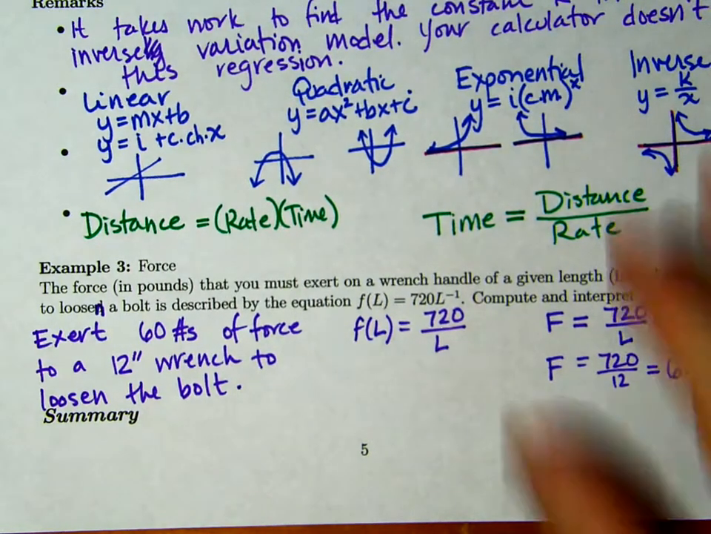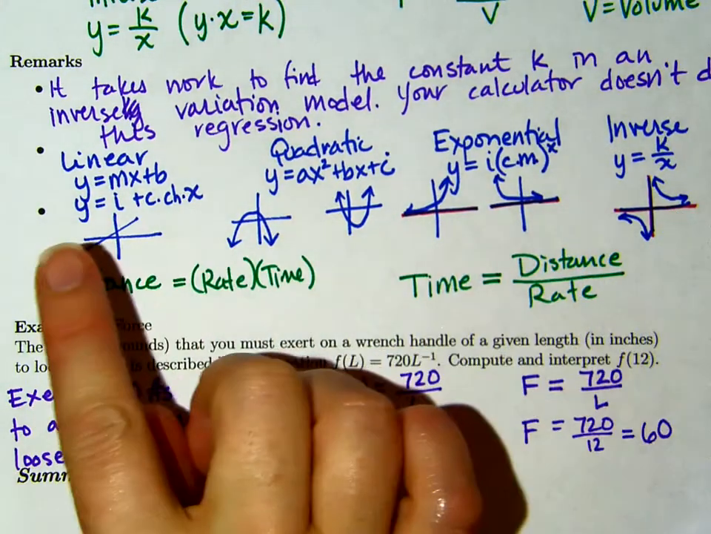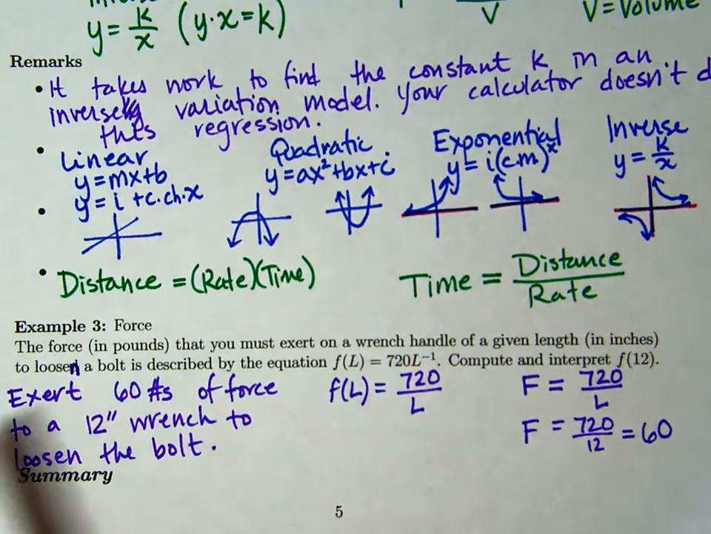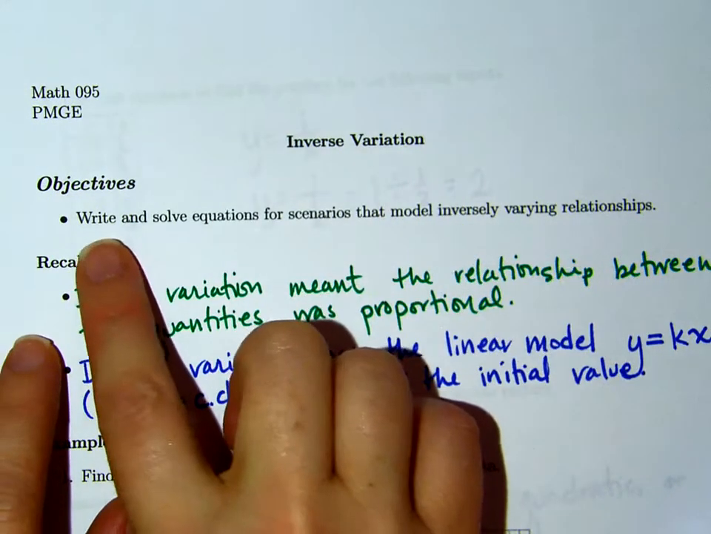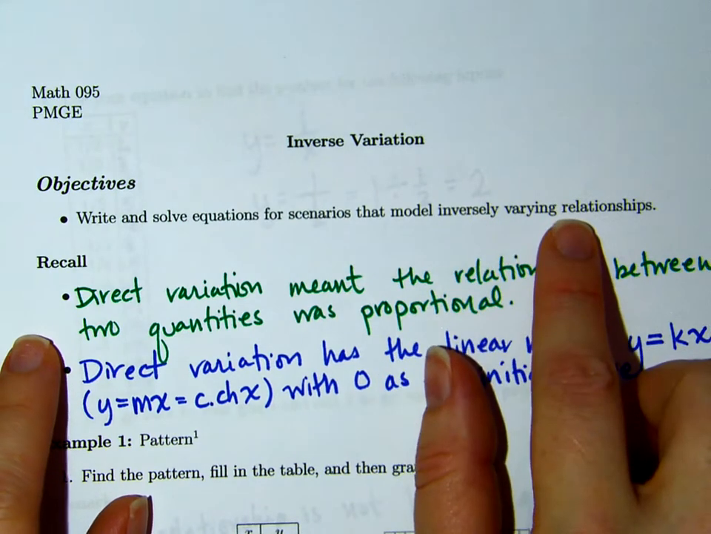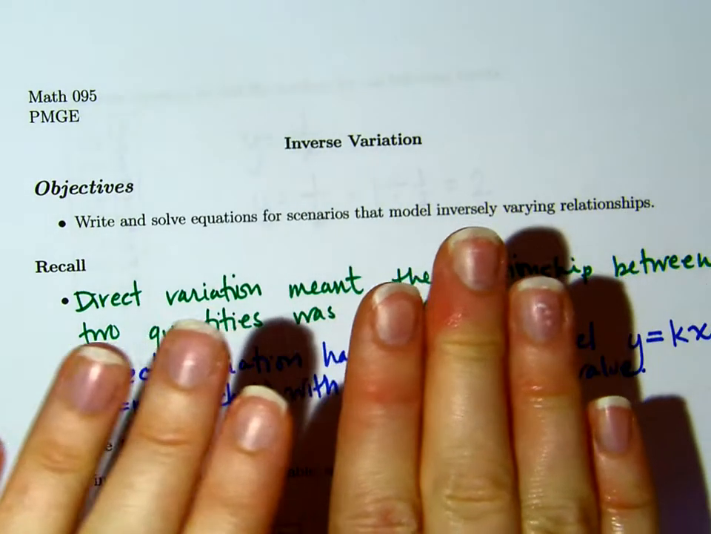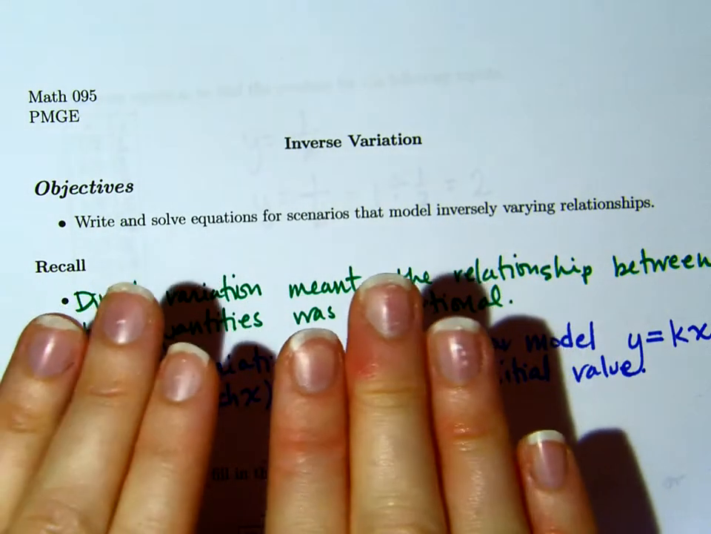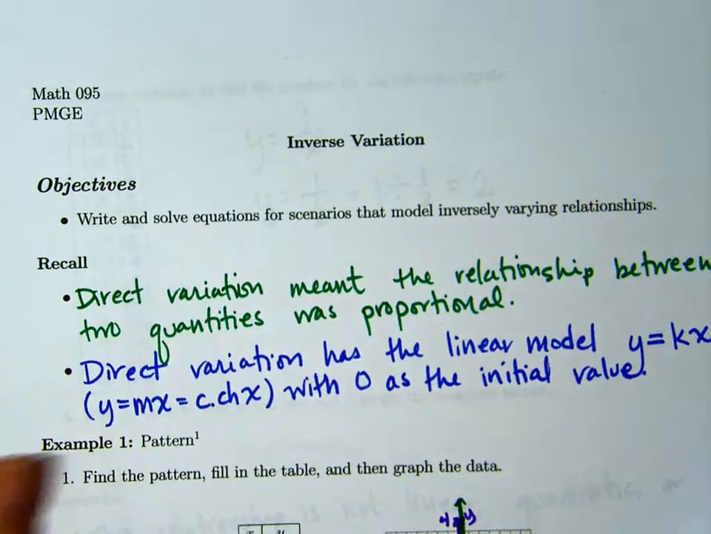Okay, as we summarize what's going on here, I do want to mention that we have looked at all 4 of these models in this class. In this particular model, inverse variation, we wrote and solved equations for scenarios that actually model inverse varying relationships. We also did it with direct variation because there's a relationship between inverse variation and direct variation. Yes, they're proportional relationships. Nonetheless, we have added on our 4th model and our last one for this particular class.